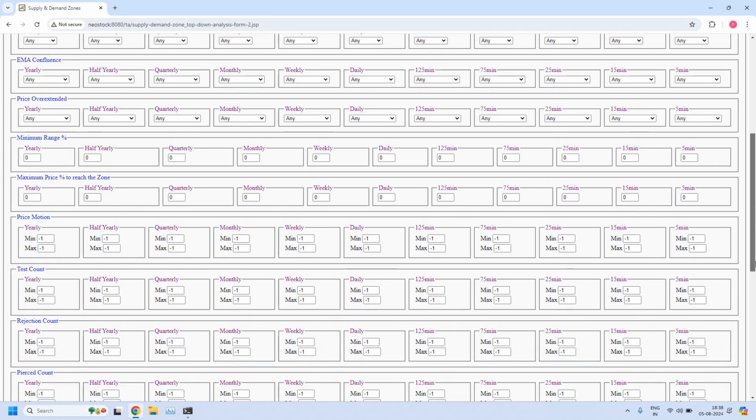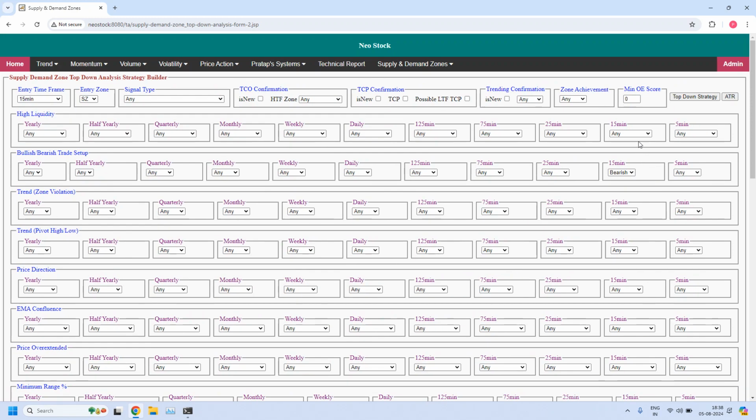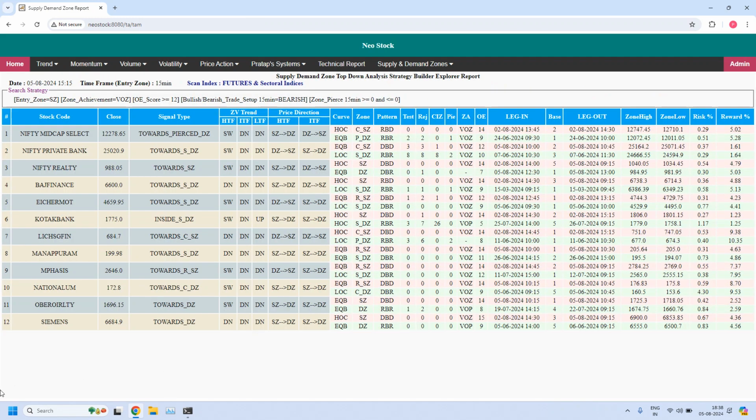And P/E count for 15 minutes is 0, and maximum 0. Also zone achievement is VOZ, and minimum order enhancer score is 12. Now the filters are applied to the 15 minutes supply zone. So 12 stocks are filtered. All these 12 stocks are supporting bearish trade setup for hourly income and bearish trade setup for daily income trade. That is, the entry time frame is 15 minutes.